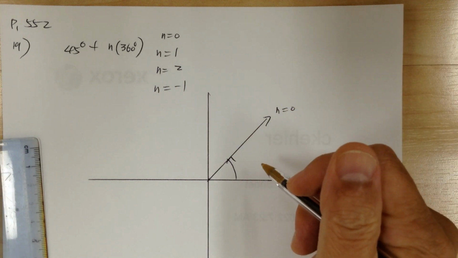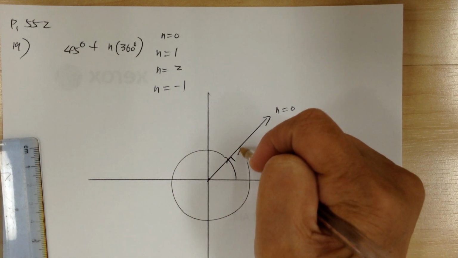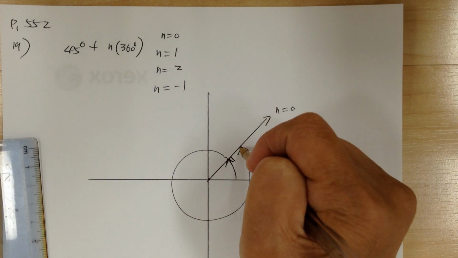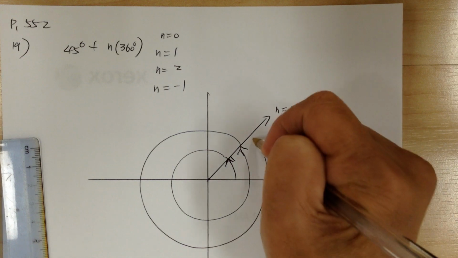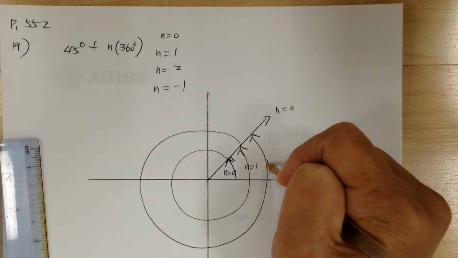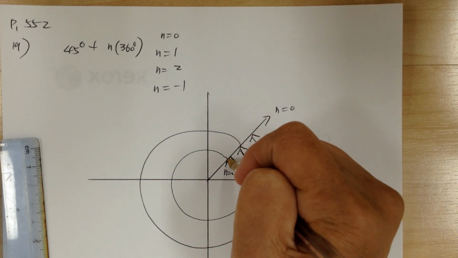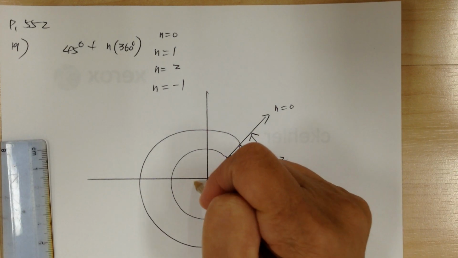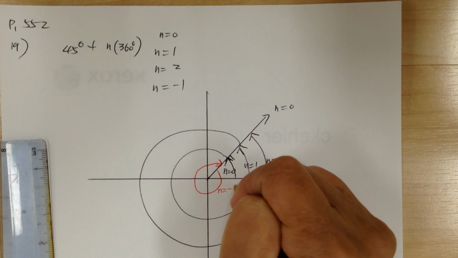And when n equal to 1, you go around the circle one more time, and you end up right over here. And n equal to 2 means you go around the circle one more time. So this is n equal to 0, n equal to 1, and n equal to 2. Now, if you go backward, when n equal to -1, you're going this way. And this is when n equal to -1.